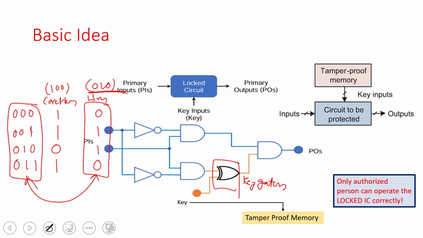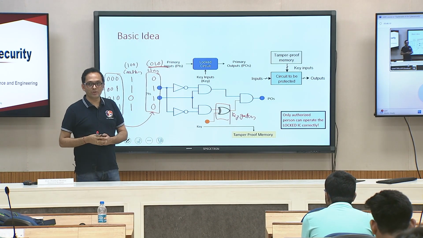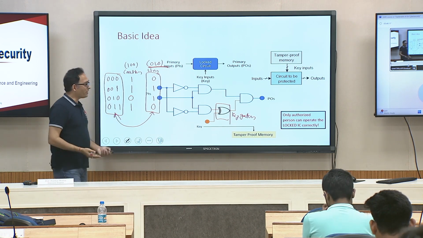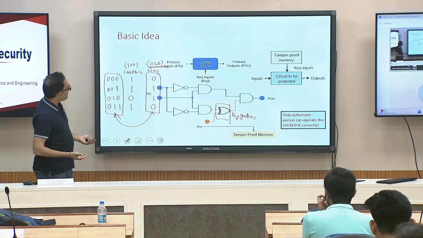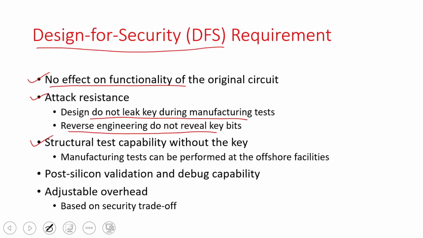So, this is how I can even pass the test process without giving the key, because I do not want to reveal the key to anybody in the supply chain, even to the user. It will also be packed in a tamper proof memory, so that even the user does not know what the key is. He will only give the input to the design, he will get the output, he does not know what the key is here. Okay. Understood. So, this is what is very important, that manufacturing test can be performed without sharing the key.